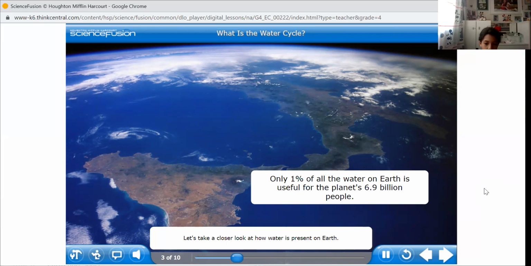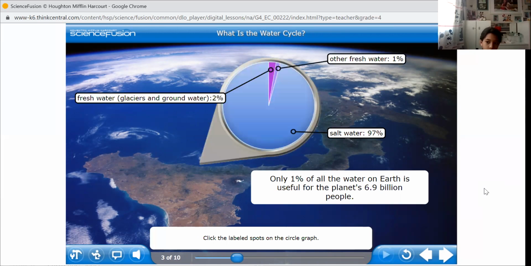Let's take a closer look at how water is present on Earth. Click the labeled spots on the circle graph. Now, why is most of the water on Earth salt water? Because it comes from where? Who can tell me?